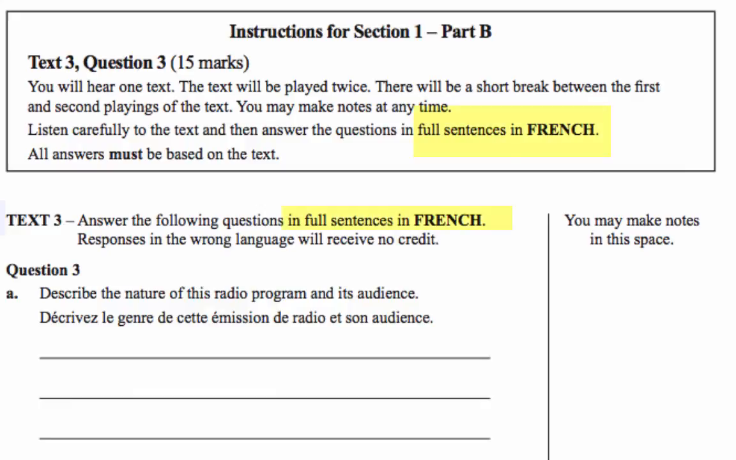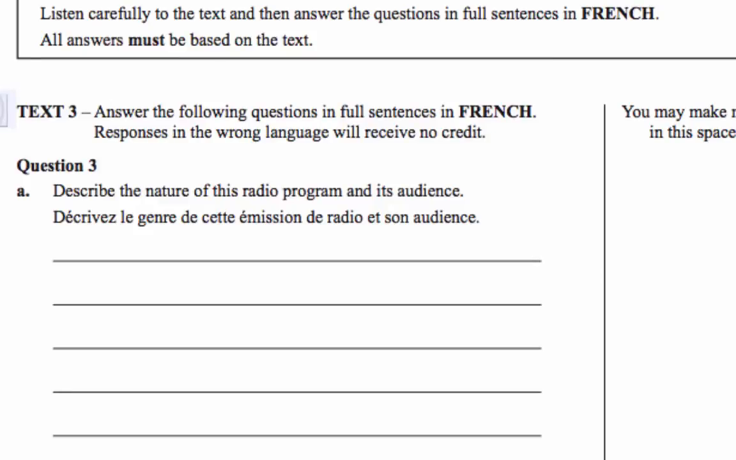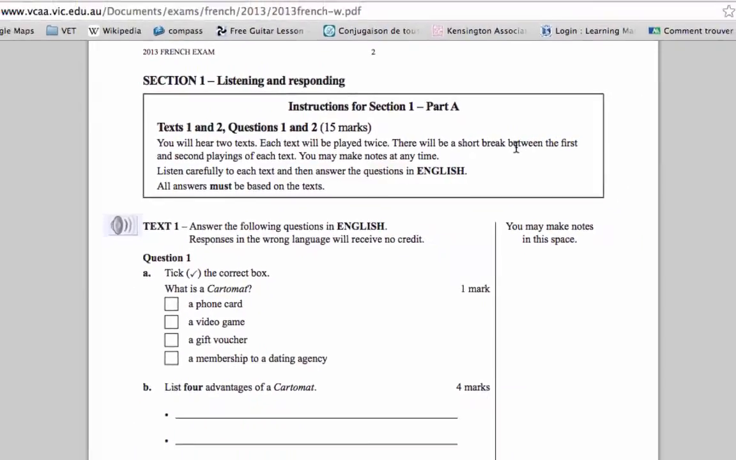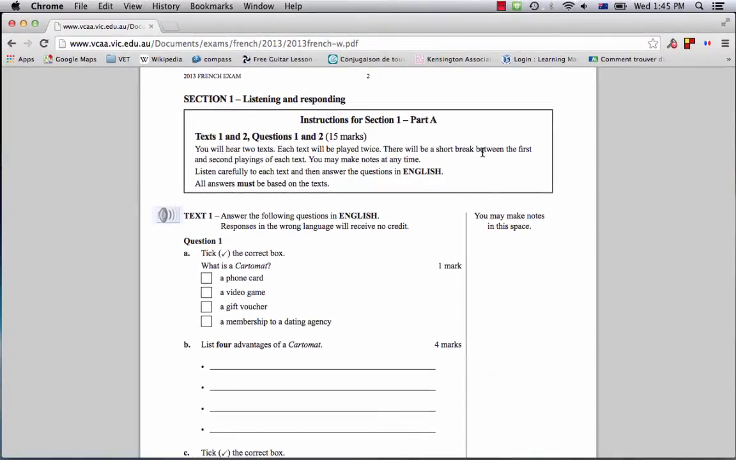To avoid any confusion, you can underline the language you must use in your answers. You will also notice that where your answers have to be in French, in part B, the questions have been translated into French. By reading the questions before the text is played, you can guess the topic, think of the language related to this topic, and focus your attention on the information you need to extract from the text.